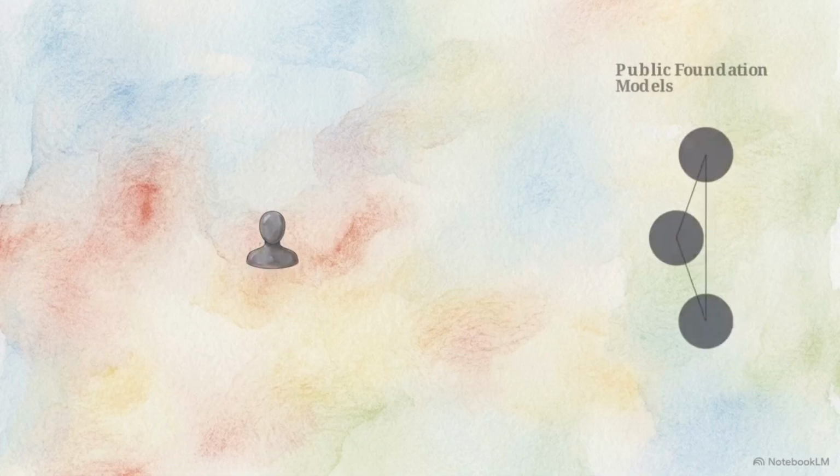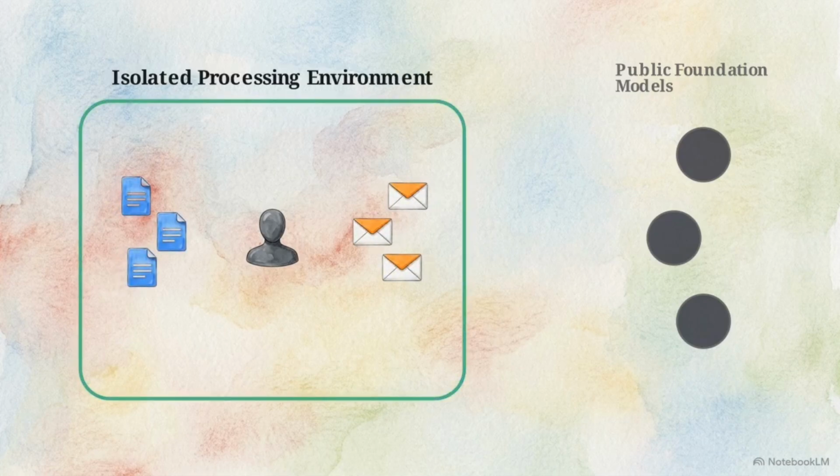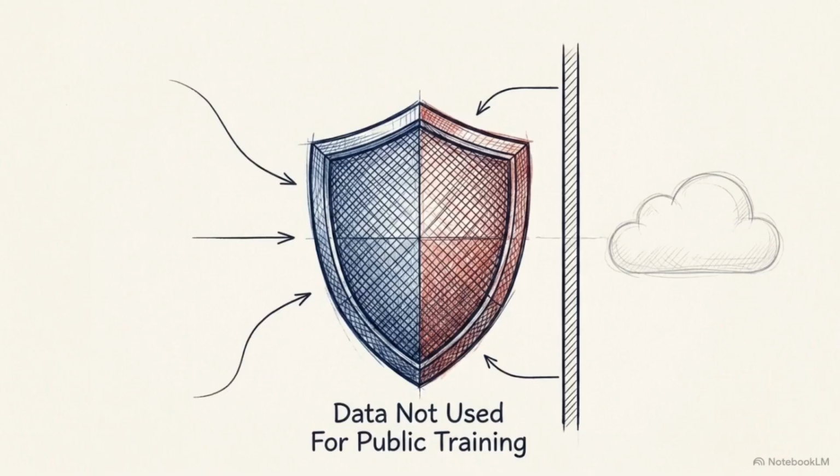Retrieval occurs within an isolated processing environment. This boundary keeps Drive and email data contained in a secure perimeter. Queries remain isolated to ensure customized results. Finally, a firewall prevents internal data from reaching public foundational models. Google's protocol states that internal enterprise data queried through this integration is not used to train public Gemini models.